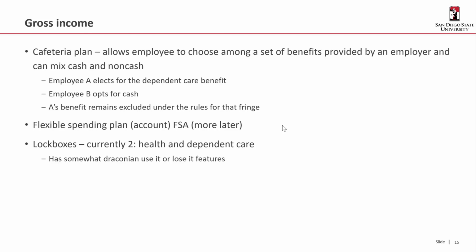So employee A might opt for the dependent care benefit. Hey, I want 5,000 to go towards my dependent care because I've got kids. But employee B is single and childless and says, hey, I'll take the cash, man. I'm going to go on vacation with it. So A remains excluded. Once you opt for cash, that's taxable, but that's really no surprise. There's things called flexible spending accounts. I've already referred to these once. We'll talk about those more later.